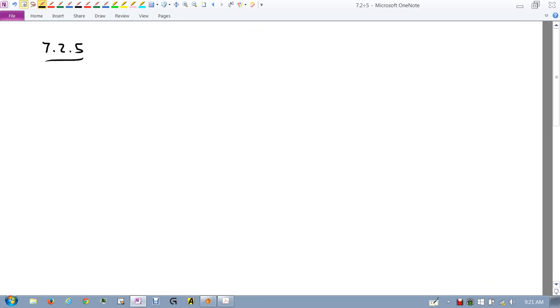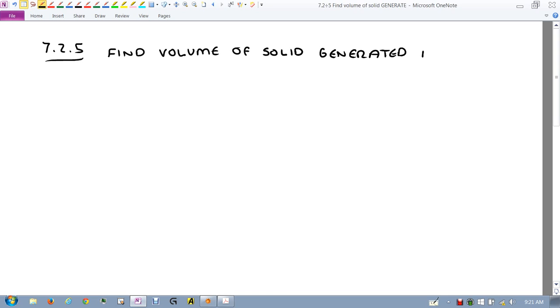All right, so let's find the volume of the solid generated by rotating the region.